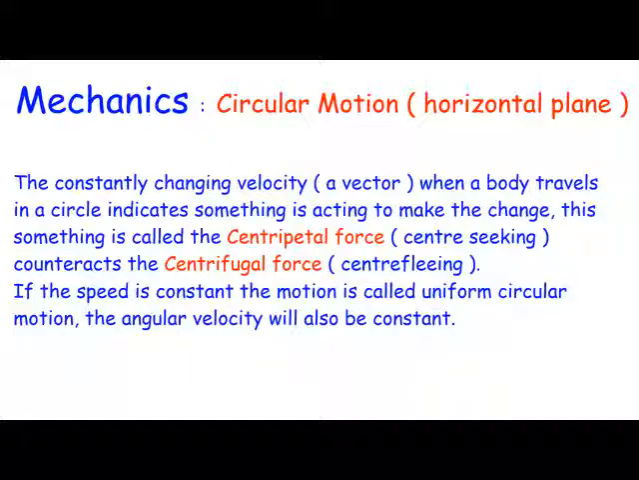But basically, if we are traveling around in what's called uniform circular motion, that means that the speed of the object will be constant, and the angular velocity, or the rate of change of the angle with respect to time, will also be constant. So let's just have a quick look at a bit of an example.